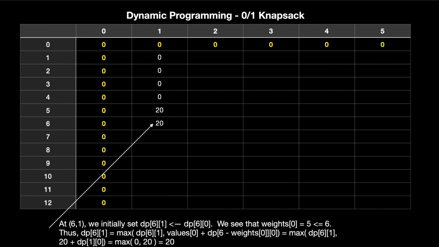So dp of 6, 1. So we initially set dp of 6, 1 by the value of dp of 6, 0. And then you see that the zeroth weight, the first weight, is 5. That is definitely less than 6. So you have to take the maximum of either you choose that item or you don't. So that's how you get this guy. So dp of 6, 1 is 20.